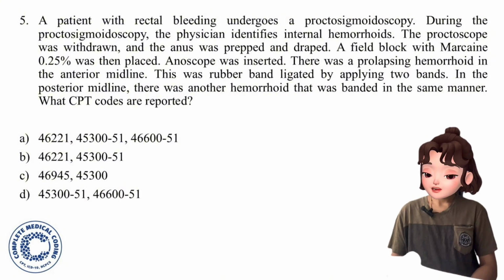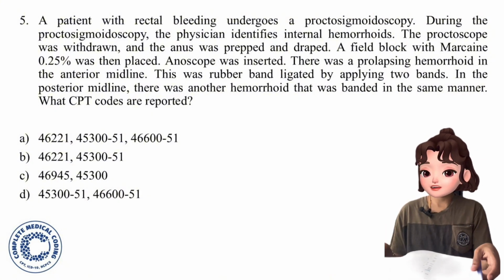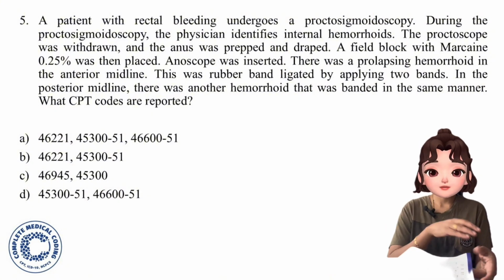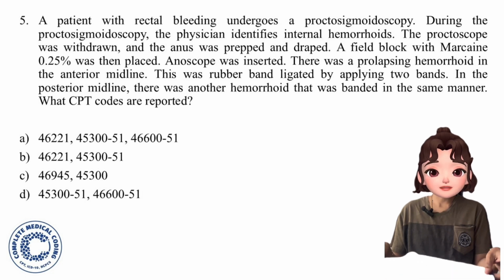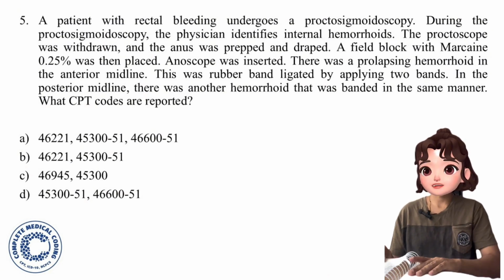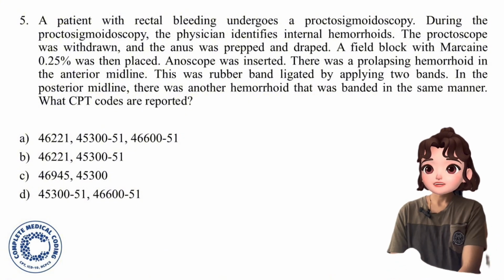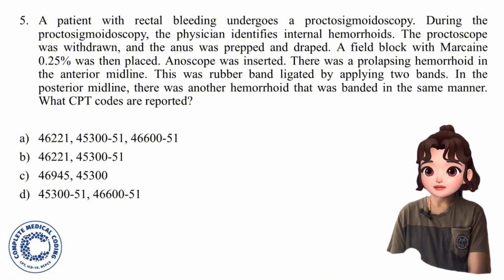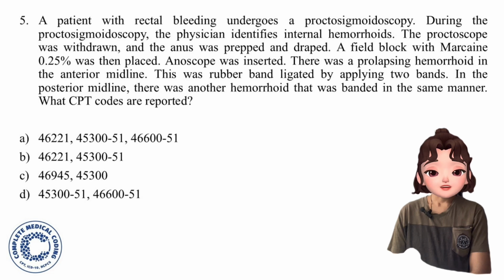Check what it is. 46221 is hemorrhoidectomy internal by rubber band ligation. Yeah, this is hemorrhoidectomy because the physician identifies internal hemorrhoids, right? So hemorrhoidectomy is also performed. This code is needed.